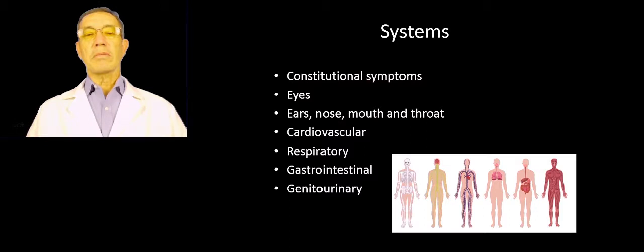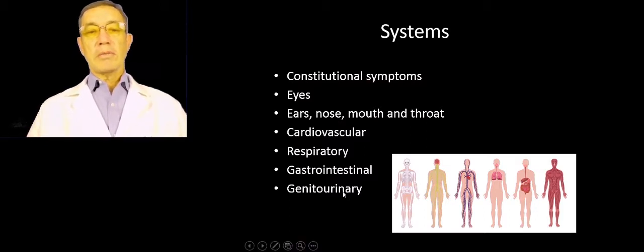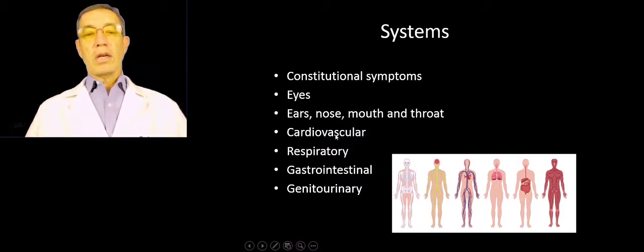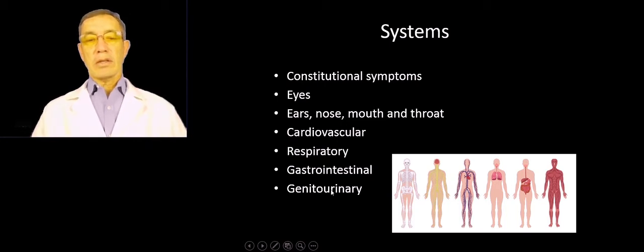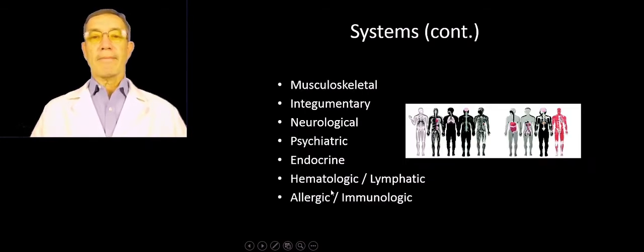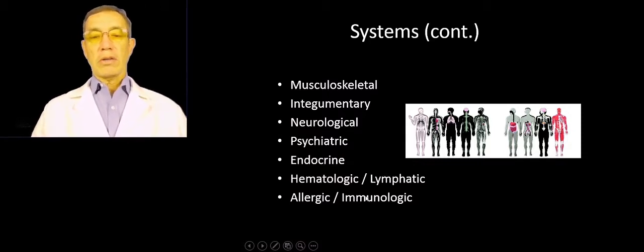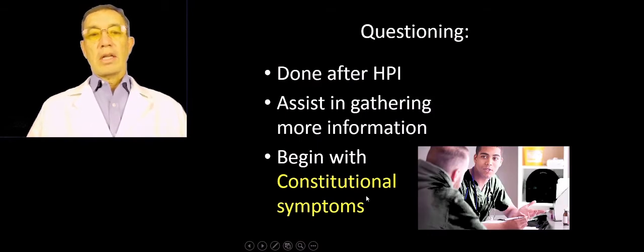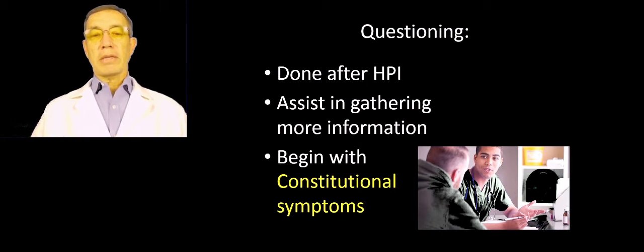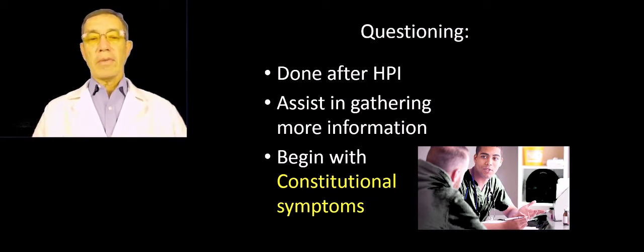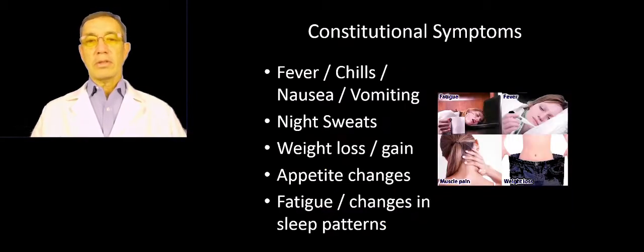It goes through the systems of the body: constitutional systems, eyes, ears, nose, throat, cardiovascular, respiratory, gastrointestinal, genital, urinary, and more. It goes through musculoskeletal and integumentary, which is skin, neurologic, psychiatric, endocrinologic, which is hormones, hematologic, lymphatic, which is blood, allergic or immunologic. So this is usually the review of systems done after the history of the present illness, the HPI. It assists in gathering information and begins with the constitutional symptoms.